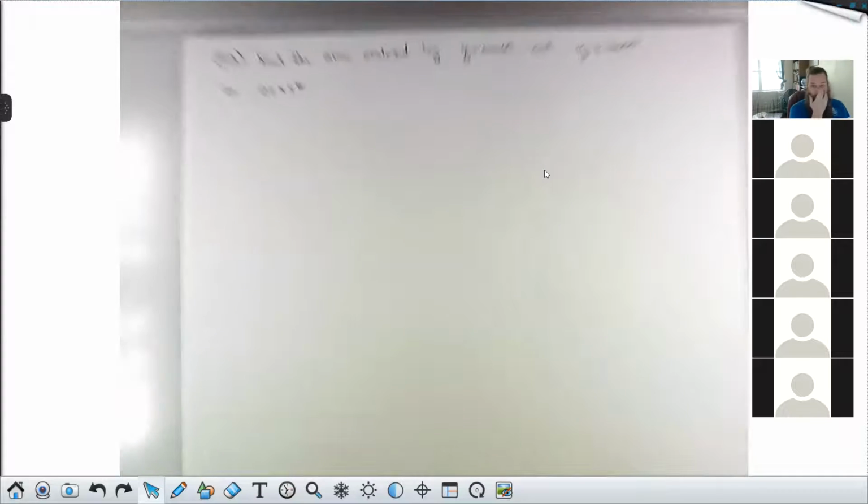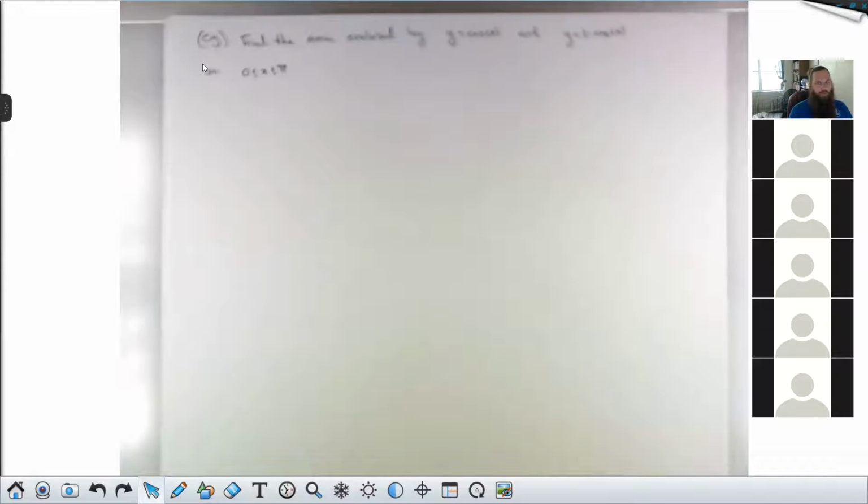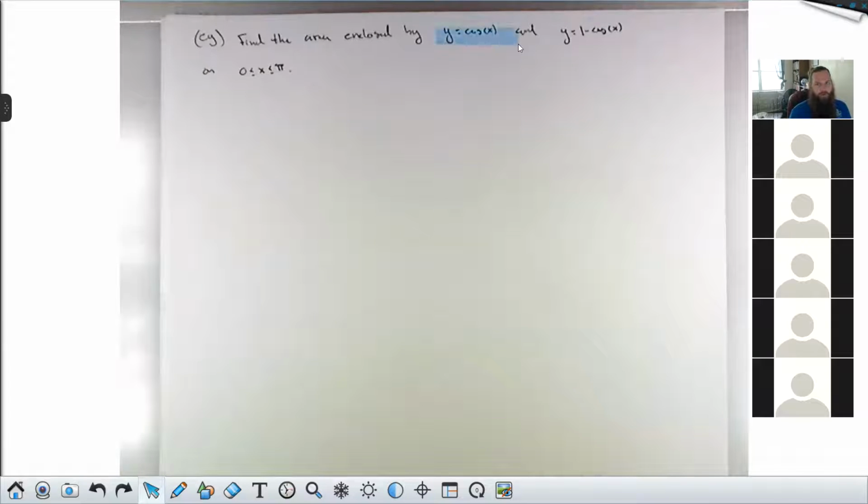So let's find the area enclosed by y equals cos x and y equals 1 minus cos x from 0 to pi. So again, the trick is just sketching a decent graph of these two functions. Let's start with cos x.